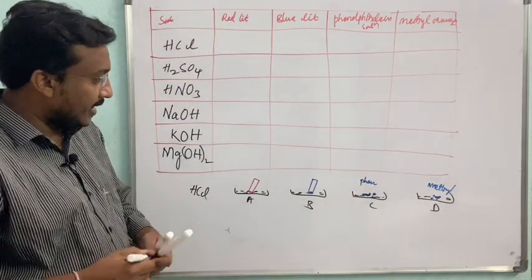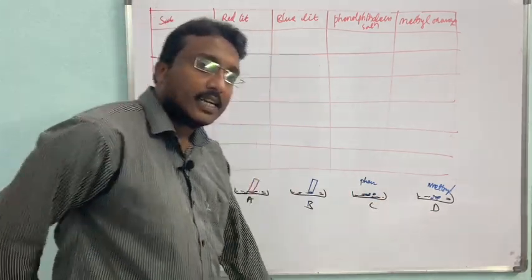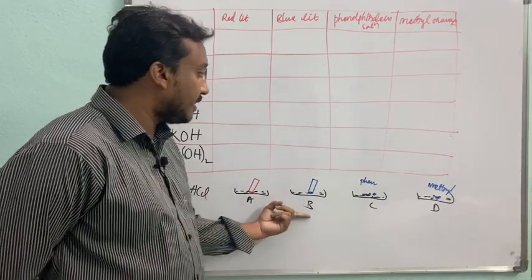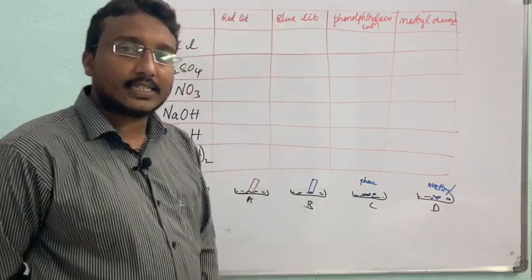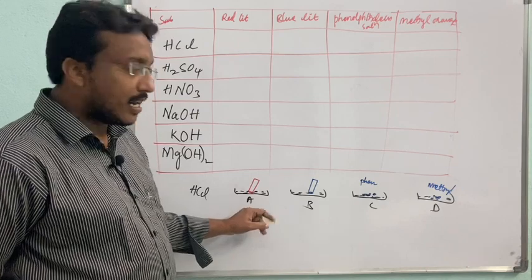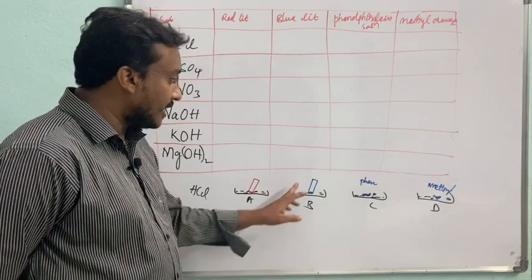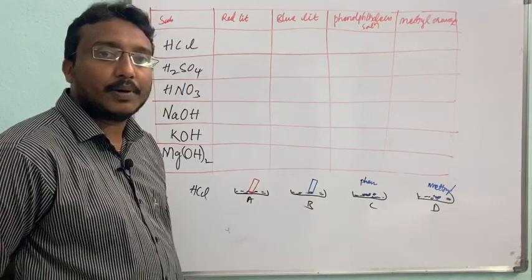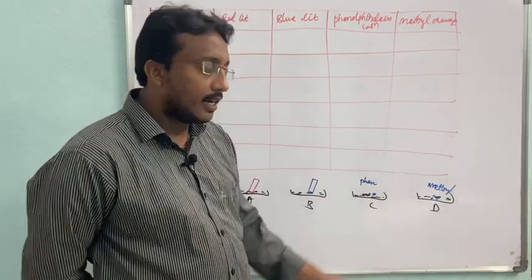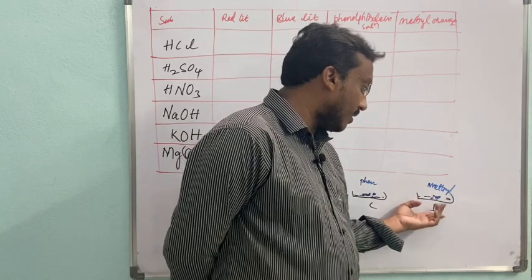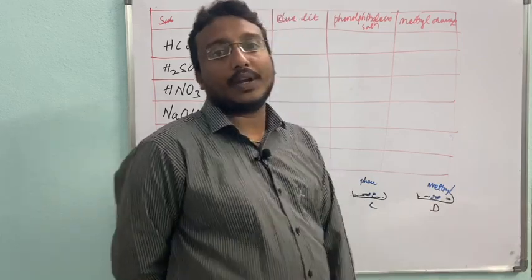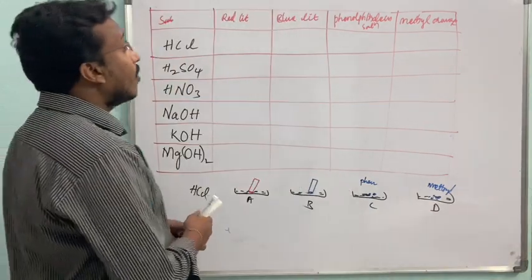What I did: I have taken 4 watch glasses and in all the 4 I have taken hydrochloric acid. Then I have used red litmus paper in the first watch glass, blue litmus paper in the second, 2 or 3 drops of phenolphthalein solution in the third, and in the last watch glass I have added methyl orange.